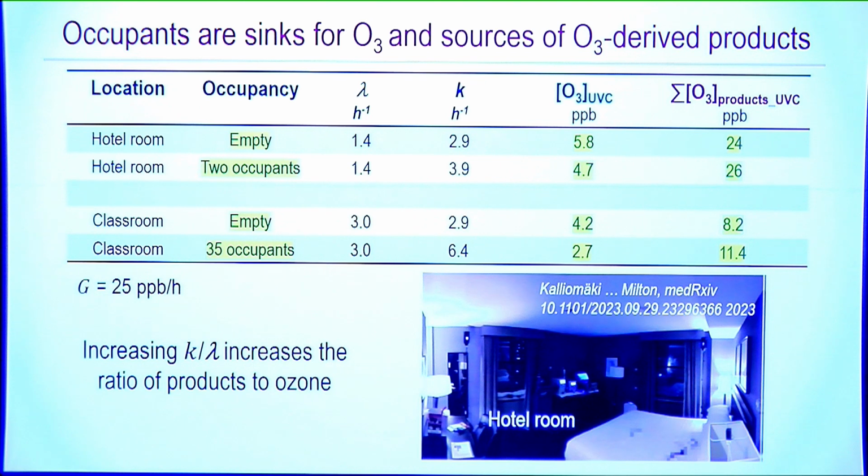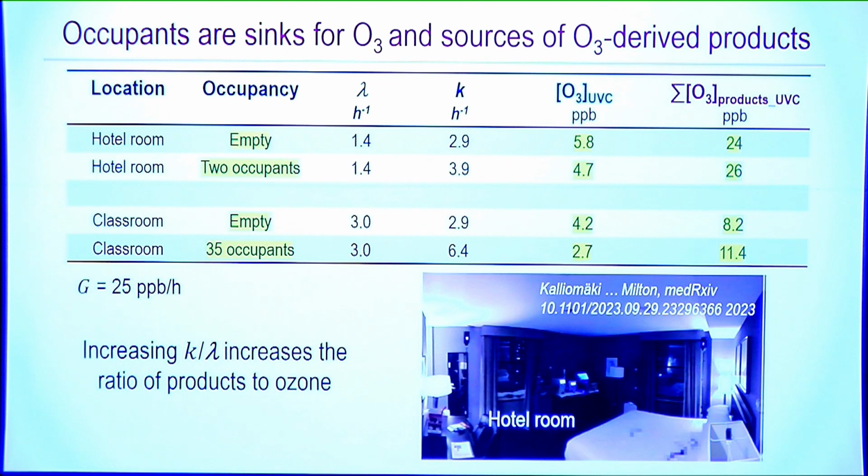Now, we have two occupants in that hotel room. The first order rate constant for ozone removal increases from 2.9 to 3.9. The steady state ozone concentration goes down from 5.8 to 4.7. The net concentration of the products goes up from 24 to 26. So the occupants make a difference here, but it's not a huge difference, right? Now consider a classroom.